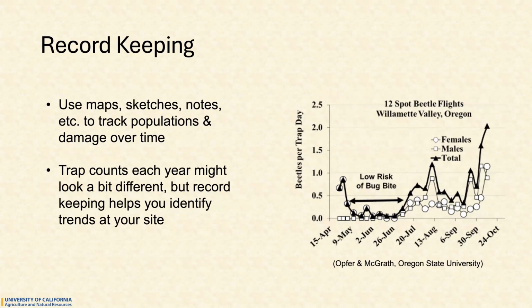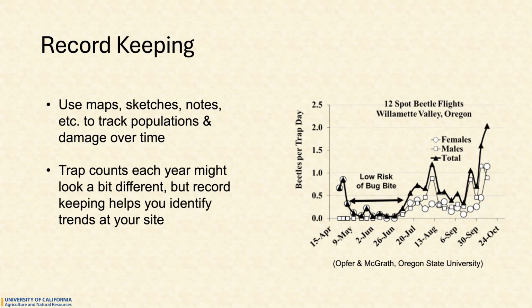I'd really encourage you to think about what kind of record keeping strategies make sense for you. Everyone's different. I'm a visual person, but maybe you want to use maps, maybe you want to just sketch things out or have a nice little spreadsheet. It can be super simple, but you want to somehow track populations over time and damage. Trap counts each year might look different. Maybe one year is really bad. Last year, I heard so much about a lot of cucumber beetle damage, but each year might shift a little bit. But recording things and keeping track of these population shifts will help you identify trends at your site.